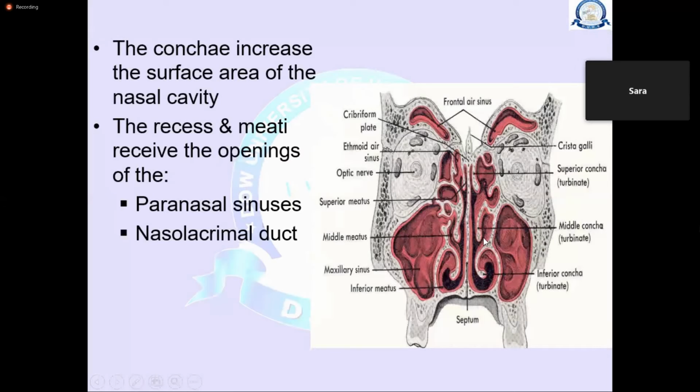So the superior, the middle, and the inferior meati open in a common passage. This passage is known as the common nasal meatus, and this common nasal meatus is between the lateral wall and the medial wall of each half of the nasal cavity.